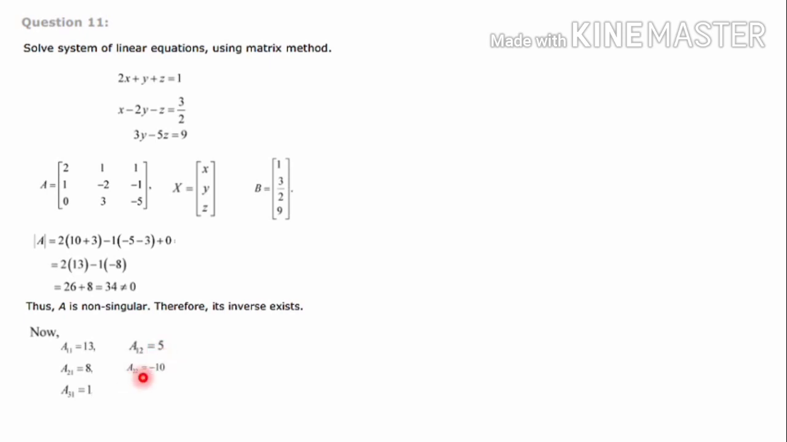Next is the A22 element cofactor. The A22 element is -2, and that particular row and column is gone. 2 into -5 is -10, then 0 into 1 is 0. So -10 minus 0 is -10. Here, when you add 2 and 2 you get 4. 4 is an even number, so the sign is plus. So plus and minus, minus, so the final answer is -10.